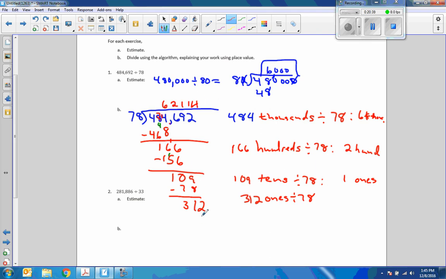4 times 8 is 32. Okay, I carried 3, and 7 times 4 is 28, plus 3 is 31, subtract, and we are done. So my answer is 4. This is supposed to be tens. It goes down by 1 every time. 6,000, 200s, 1 tens, 4 ones, 6,214. I had another 1 in there for some reason. 6,214. Right here.